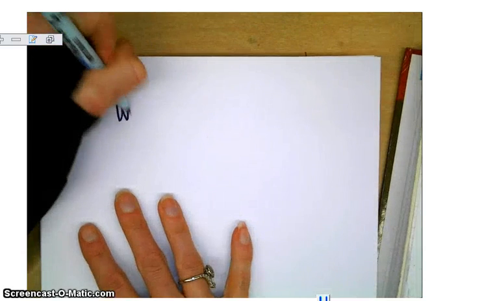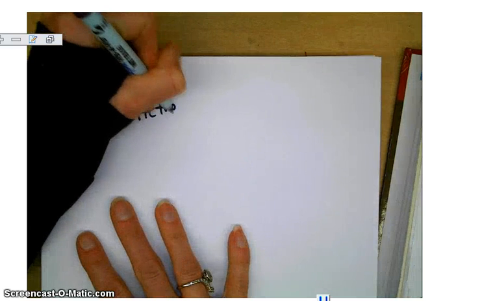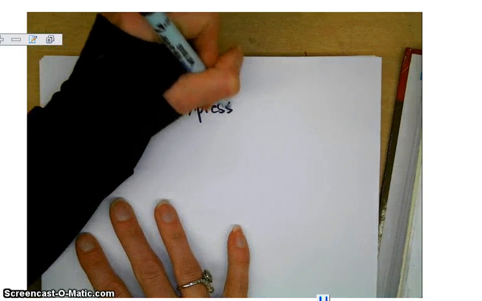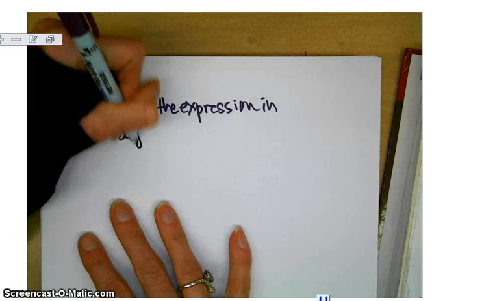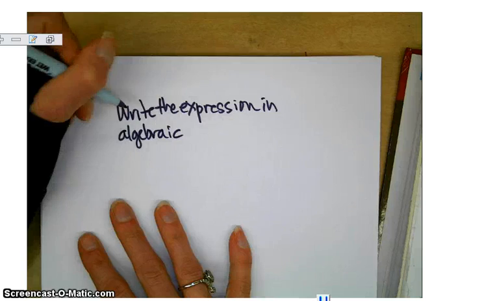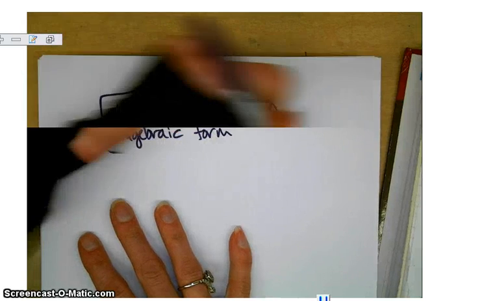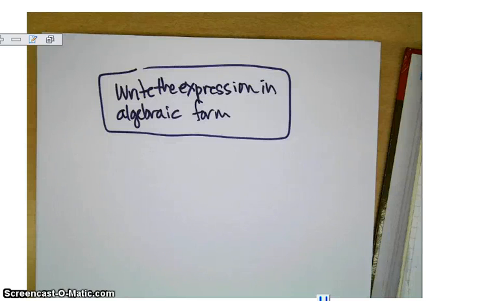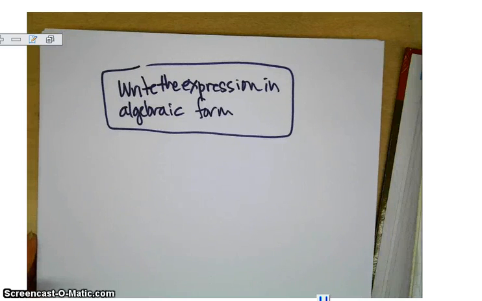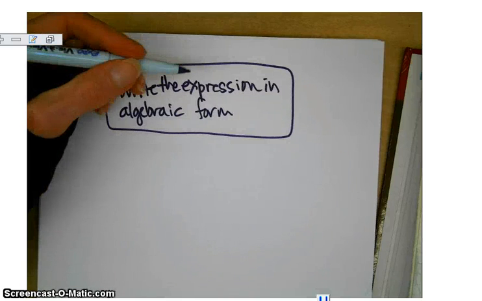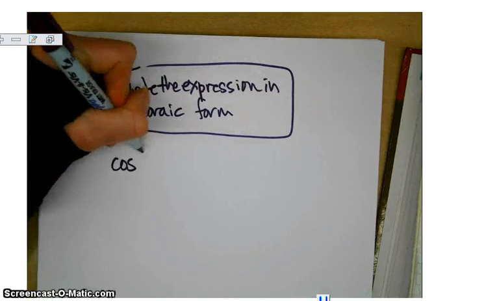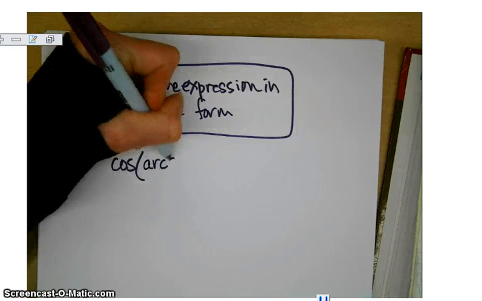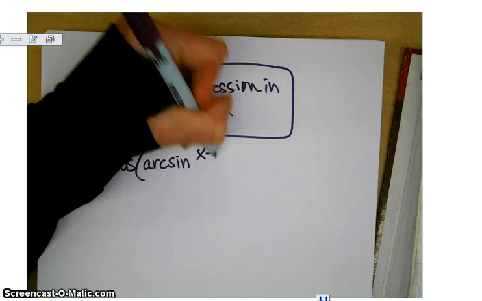All right, so here we go. Directions here: write the expression in algebraic form. These are the directions as stated in your homework. Write the expression in algebraic form, and here is our expression. Our expression is the cosine of the arcsine of x minus h over r.